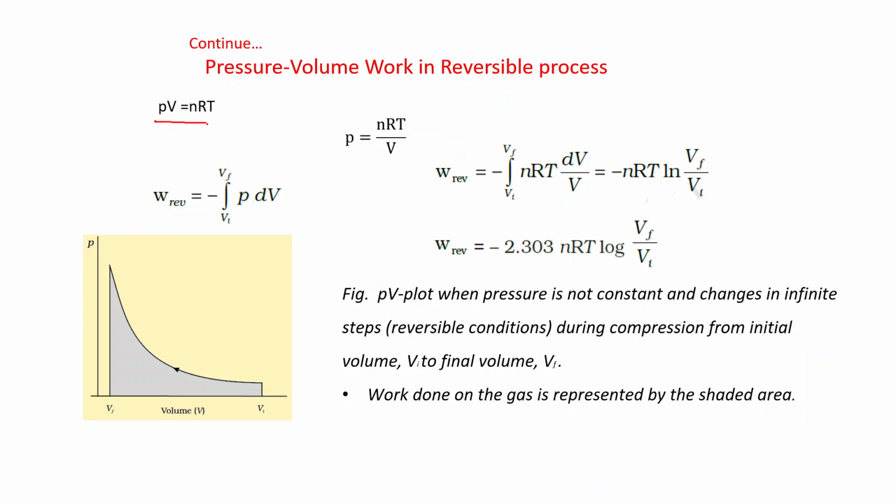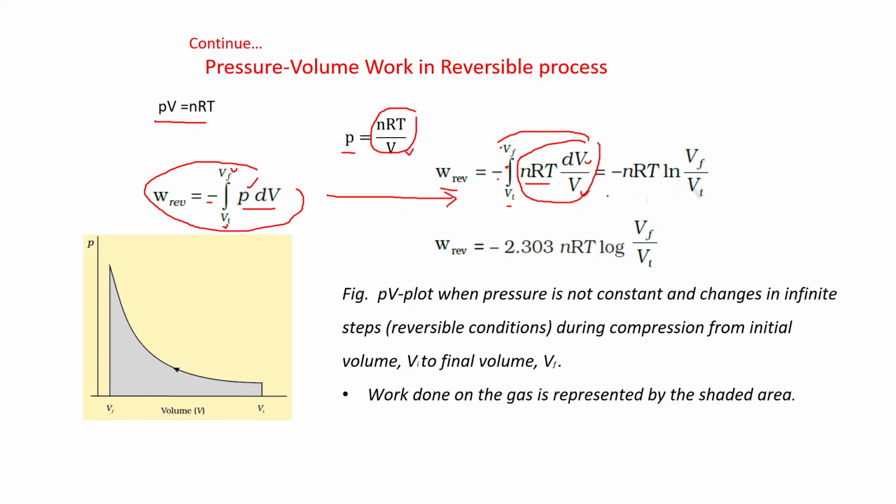Now as we know, this is the ideal gas equation, PV is equal to nRT, and from this P can be written as nRT by V. And in this equation, W reversible is equal to minus integration between V initial and V final of P dV. Replace this P by this relationship. That's why we will get W reversible is equal to minus integration from V initial to V final of nRT dV by V. This can be written like this. Now when this term is integrated, we will get minus nRT ln V final divided by V initial, where ln represents the natural logarithm.